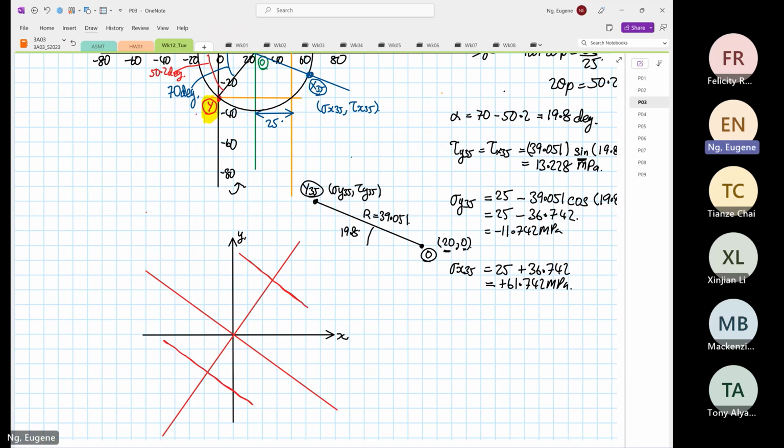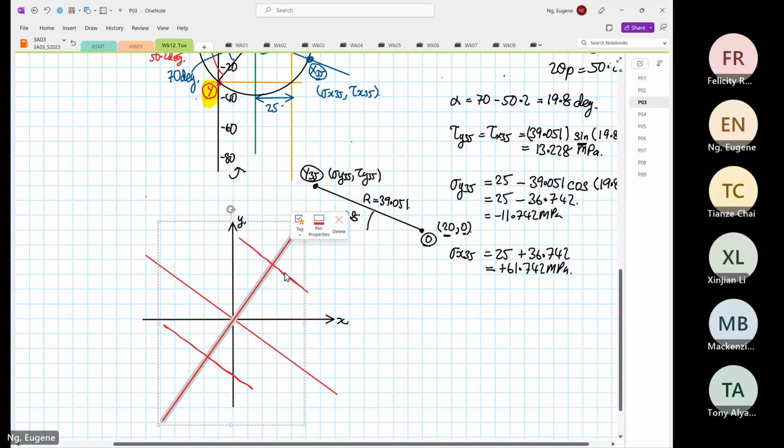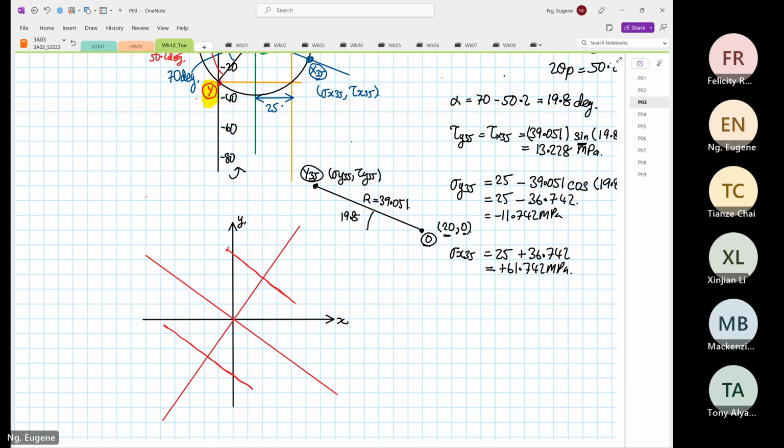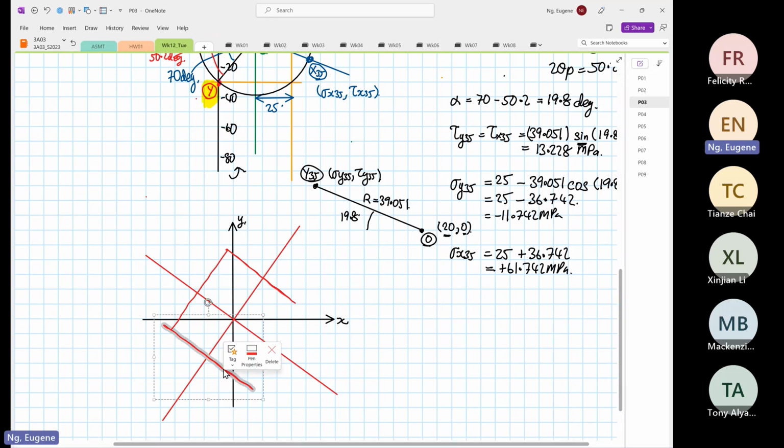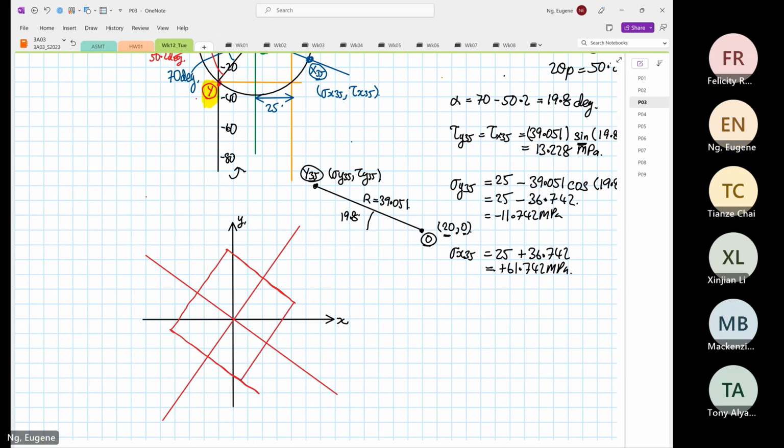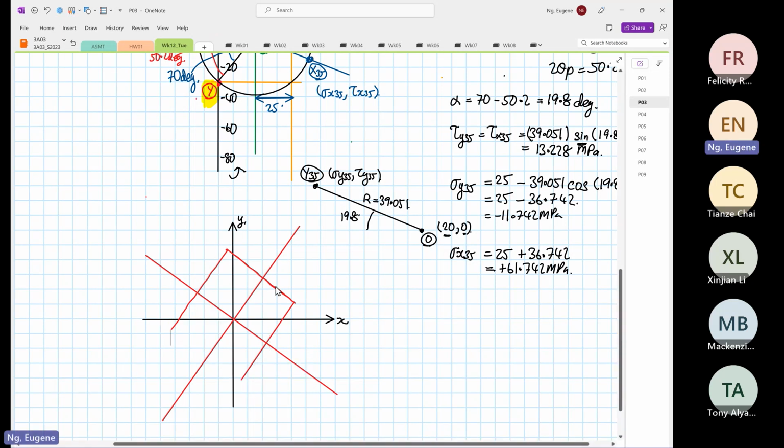Silly me. It's okay. I'll just move this closer. Okay. So this is our element now. Okay, this is our element now at 35 degrees orientation. Okay. This is our element now.